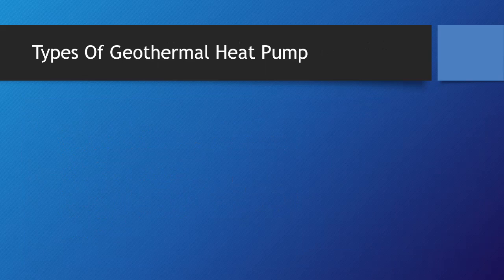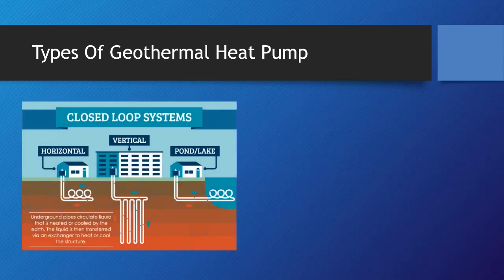Now, let us talk about the types of geothermal heat pump. The first one is the closed-loop system. Underground pipes circulate liquid that is heated or cooled by the earth. The liquid is then transferred via an exchanger to heat or cool the structure. So we have three classifications under the closed loop system: the horizontal, vertical, and pond or lake closed loop system. They just differ depending on the direction of the installation of pipes in the underground.